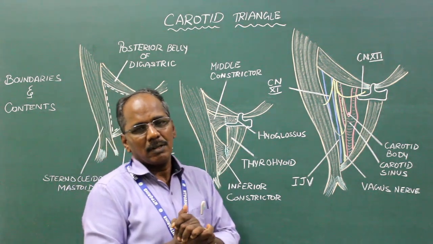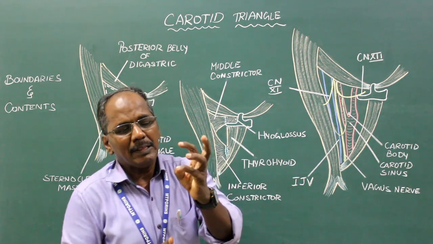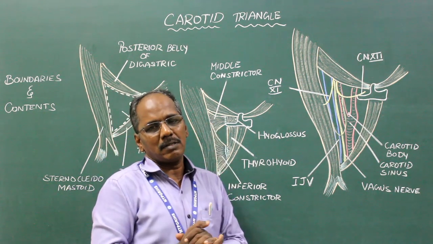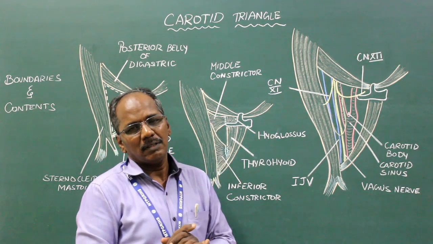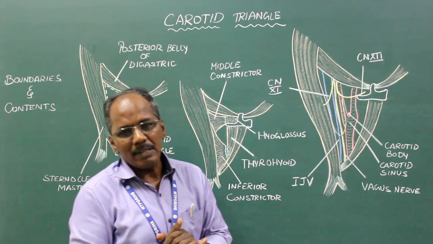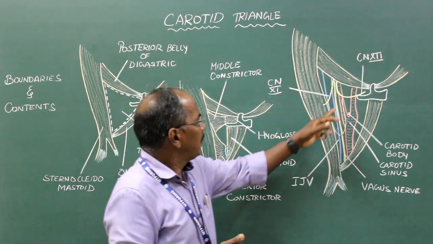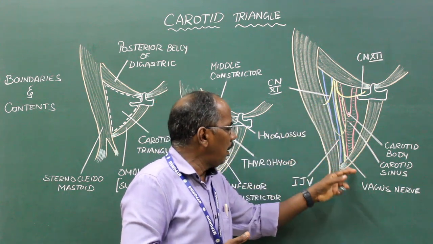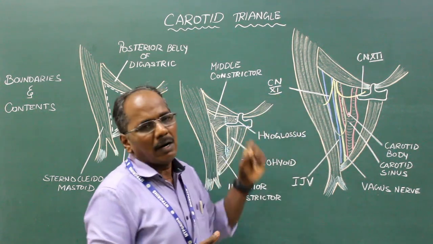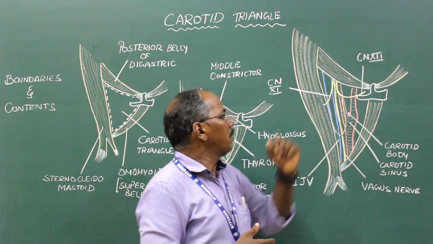Number 5, last 3 cranial nerves, that is 10th, 11th and 12th cranial nerves. See, this is the 10th cranial nerve or vagus nerve. This is the 11th cranial nerve, spinal part of accessory nerve, and this is the 12th cranial nerve, hypoglossal nerve.